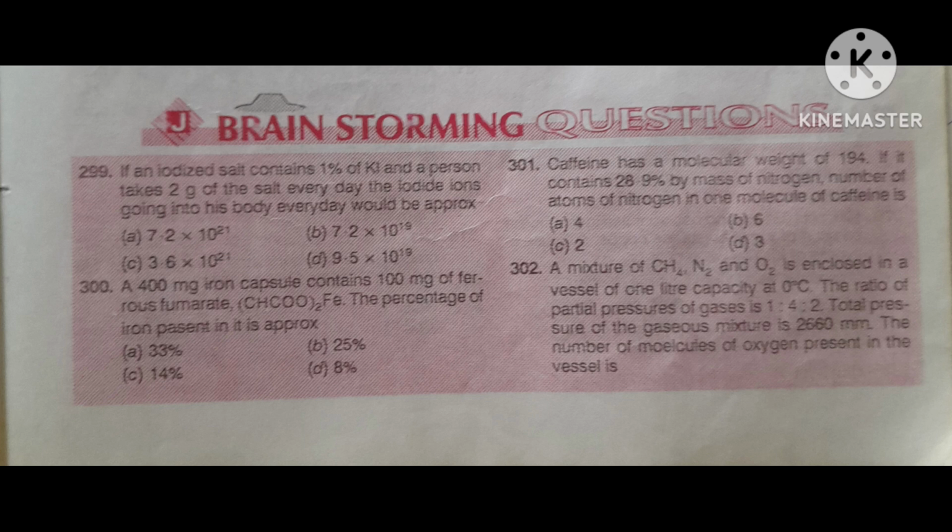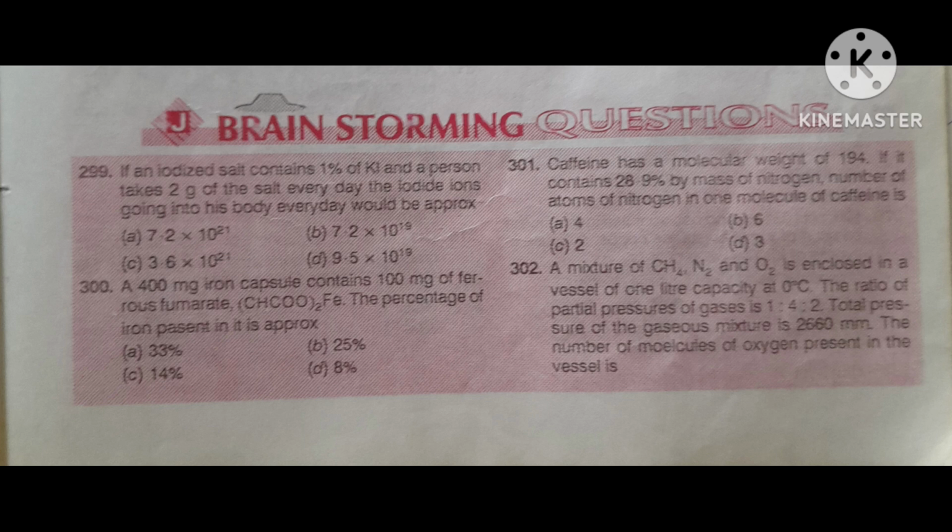Again I am telling you, 100 grams of salt contains 1 gram of potassium iodide, because it is 1%. Then 1 gram is 1 divided by 100, then for 2 grams into 2, you get 2 upon 100, which means 0.02 gram. So 0.02 gram potassium iodide is there in 2 grams of salt. Now we have to convert it into mole.